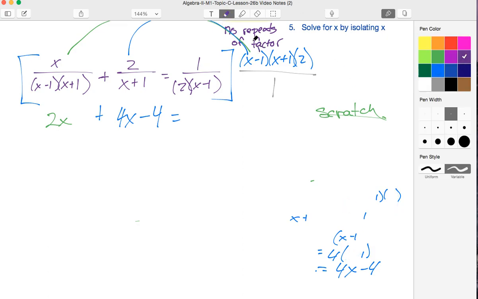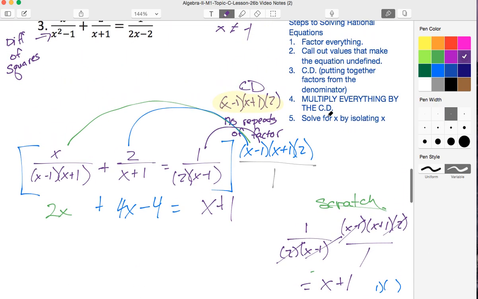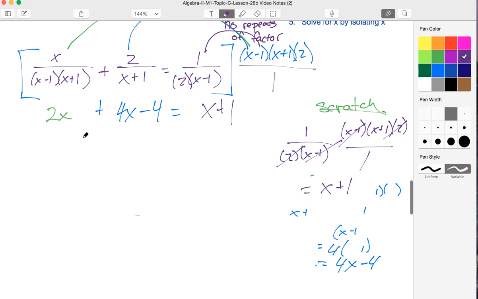I'm going to multiply this common denominator by this right side of the equation. 2x minus 1, x minus 1, x plus 1, 2. Okay. Cancel, cancel, cancel, cancel. I'm left with x plus 1. Great, x plus 1. Now, the last step says to solve for x by isolating, so let's do that. Let's see, what can I combine? I can combine these two to make 6x minus 4 is equal to x plus 1.